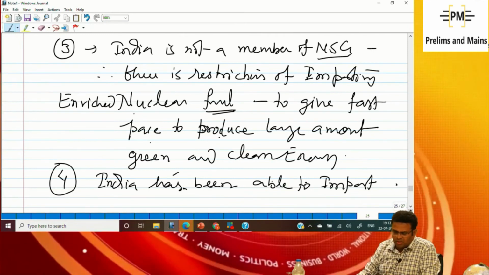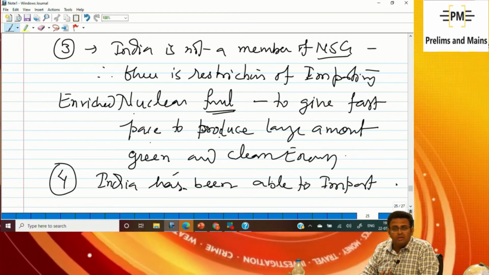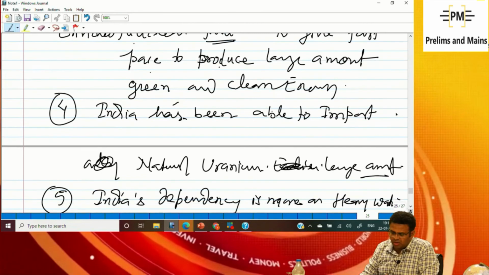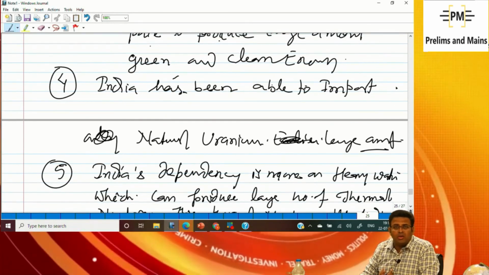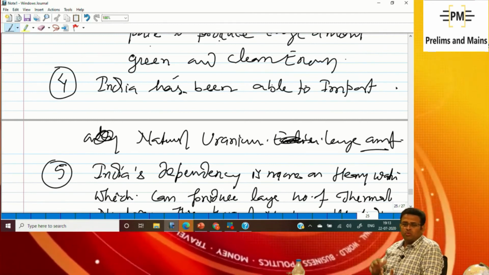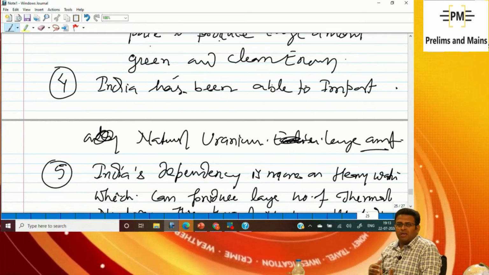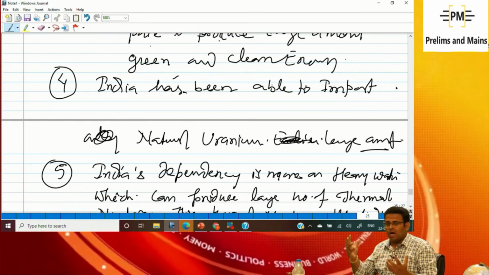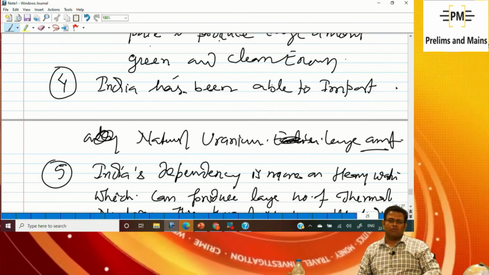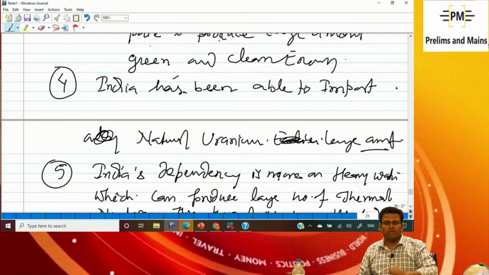India is not a member of NSG. There is a restriction on importing enriched nuclear fuel. To give a fast pace to producing a large amount of green and clean energy, India has been able to import natural uranium in large amounts. If I have natural uranium, then I have to produce a large amount of energy. Then how? Who can make more thermal neutrons? Heavy water can make them. Therefore India is utilizing heavy water as the moderator. Now, does India have a large amount of heavy water? Yes, India has a large amount of heavy water because it is one of the largest producers of heavy water in the world.